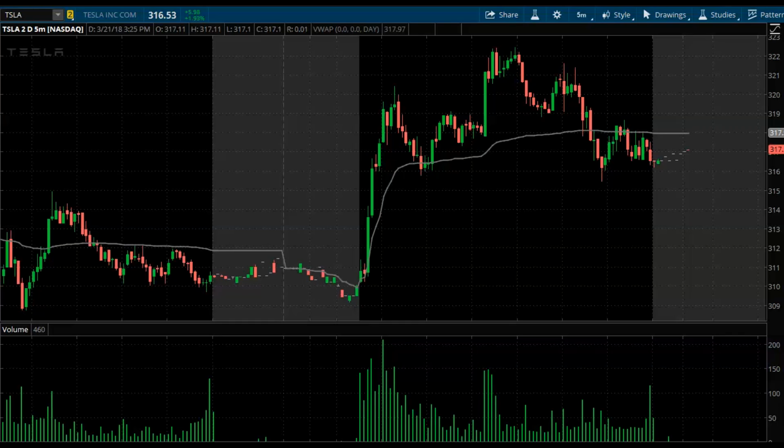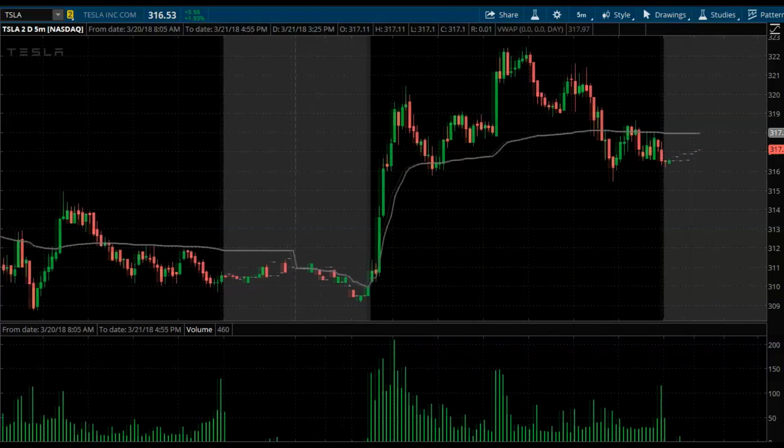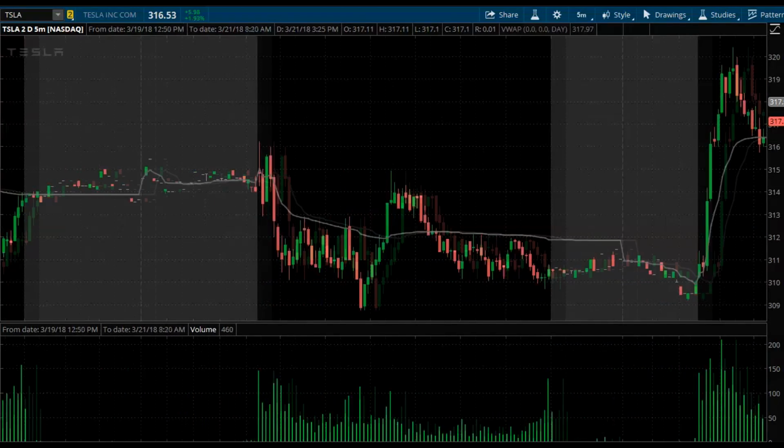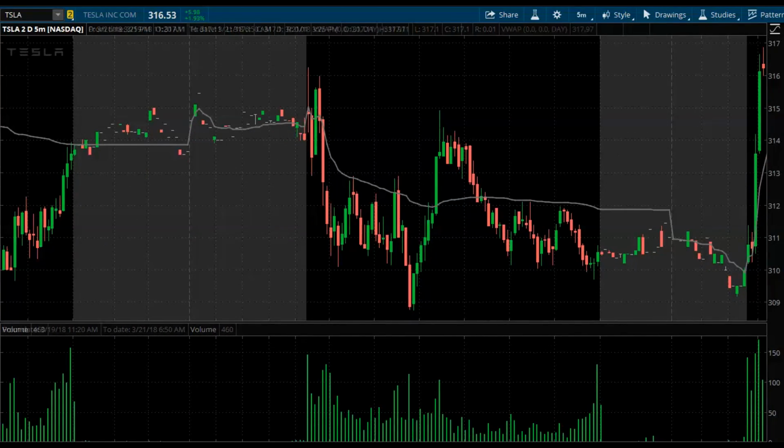So what we're going to do is look at Tesla today. It's a very great example of how the VWAP works. And I'm going to give you a few examples of how to make trades, because this is what's important.